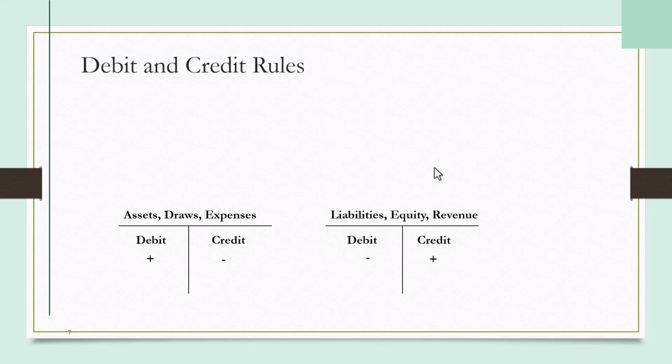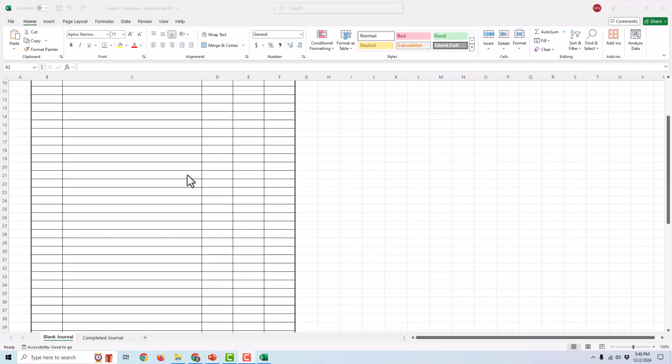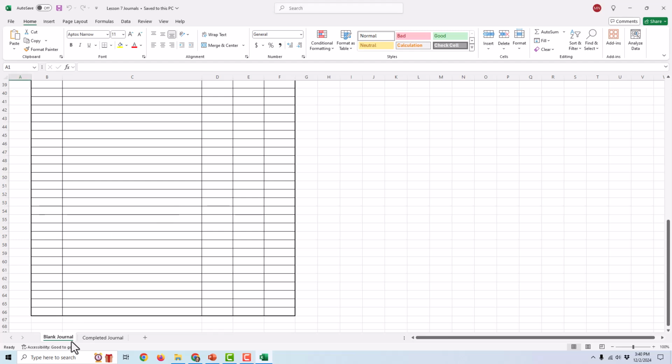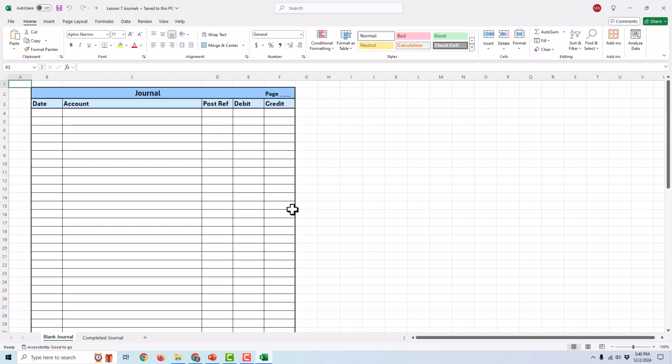I'm going to show you the example, talk about what is a debit and what is a credit, and show you the journal entry. If you want to follow along, I do have a spreadsheet on my website that you can download for free, and you can fill in the journal entries as I go. So let me show you that real quick. This is on my website. It has a blank journal page, and it has the completed journal on the next page, just so you can go back and reference it later on. So you can download that for free and follow along with me.